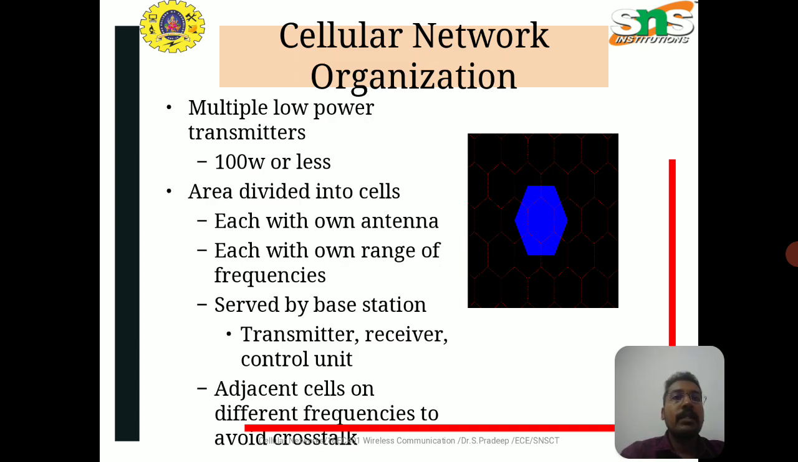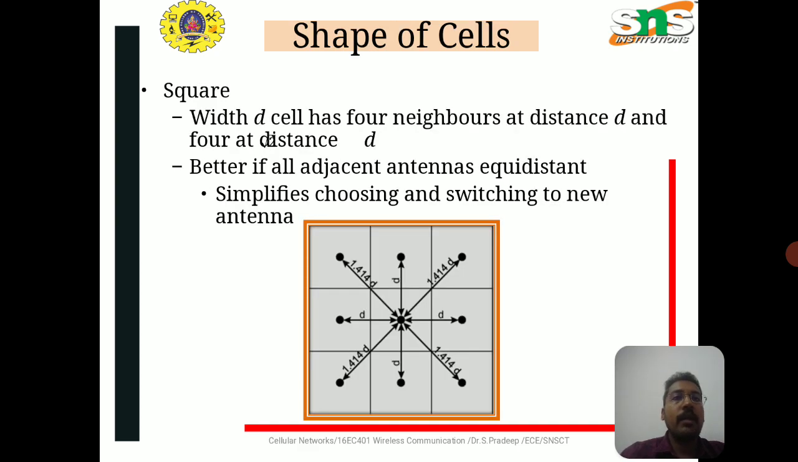The system uses multiple low power transmitters, that is 100 watts or less. The area is divided into cells, each with its own antenna, each with its own range of frequencies, served by base stations. A base station consists of transmitter, receiver and control unit. Adjacent cells use different frequencies to avoid crosstalk. Consider the shape of the cell as a square: with cell width D, it has 4 neighbors at distance D and 4 at a greater distance. It is better if all adjacent antennas are equidistant, which simplifies choosing and switching to a new antenna.